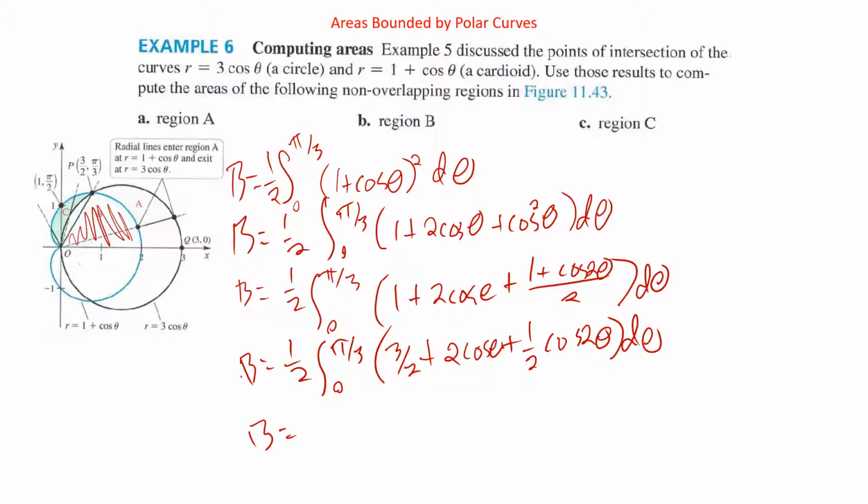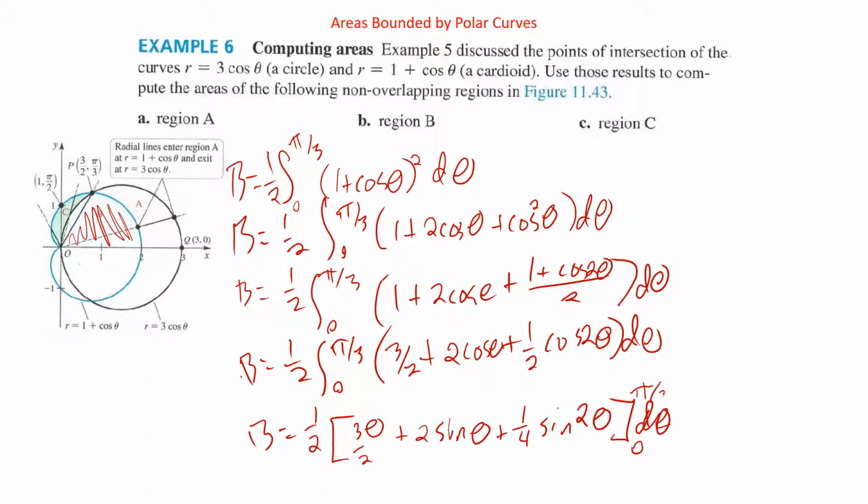Antiderivative, we have 1/2 times: 3 over 2 will be 3 theta over 2. The cosine of theta will be a sine of theta, so we have plus 2 sine theta. And then the cosine 2 theta will be sine 2 theta. We have to divide by 2, so it'll be plus 1/4 sine of 2 theta. Not d theta. We're going from 0 to pi over 3.